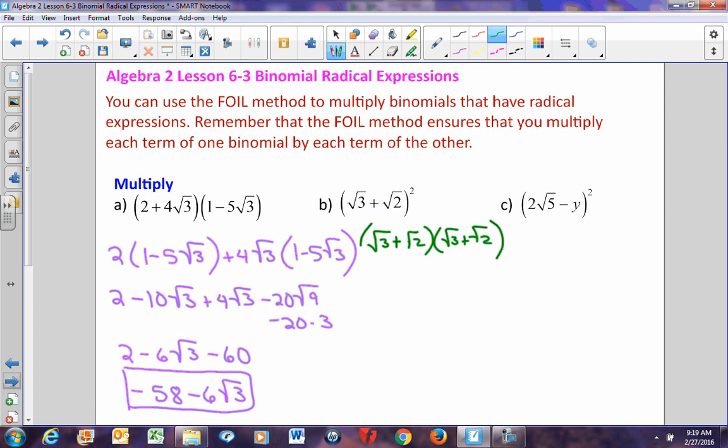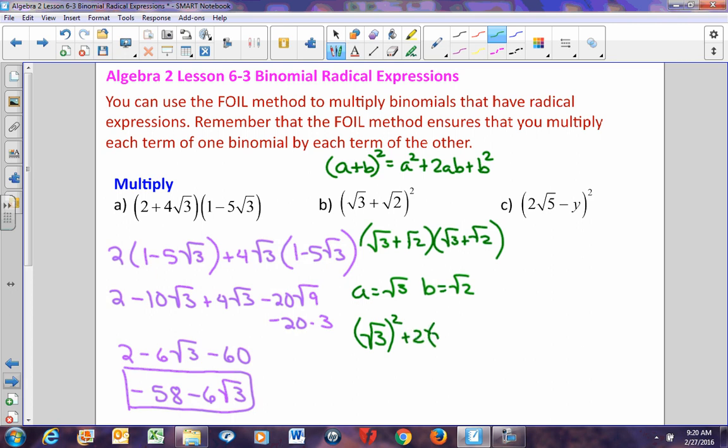Now, if you remember, we have those special products with algebra. This is just like saying a plus b quantity squared, correct? Which would be a squared plus 2ab plus b squared. So I can use that, where my a term here is the square root of 3, and my b term here is the square root of 2. So knowing that, I'm going to have the square root of 3 squared plus 2 times the square root of 3 times the square root of 2 plus the square root of 2 squared.